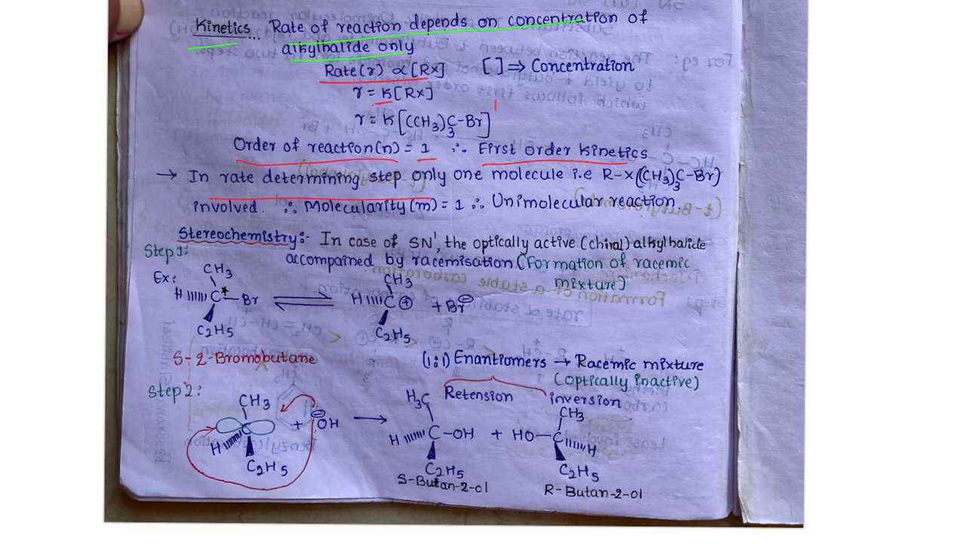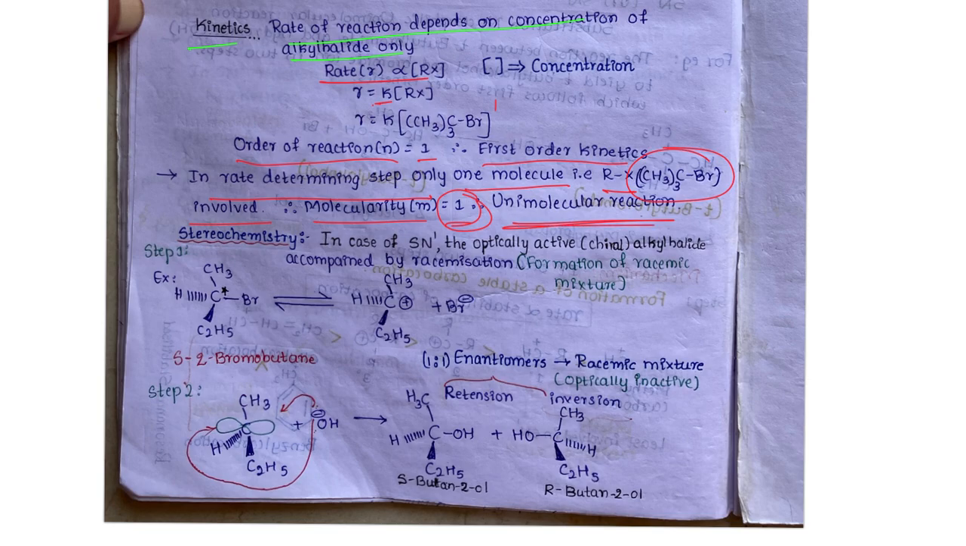In the rate determining step, only one molecule, that is alkyl halide, tertiary butyl bromide, is involved. Therefore, what is the molecularity? 1. Molecularity, as I already told you, is how many molecules participate in the rate determining step. Therefore, one. This is why it is called a unimolecular reaction.